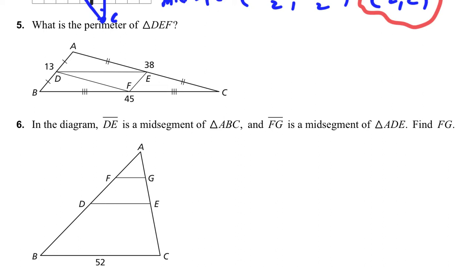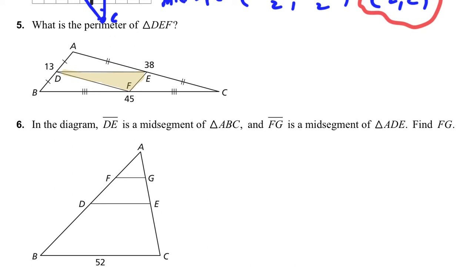Number 5, what is the perimeter of DEF? First of all, I'm going to find DEF really quick. Here's DEF. This is an important triangle to know which one we're looking for. And let's see what we have. So first off, the perimeter means add all 3 sides together. So I need to figure out the 3 sides.